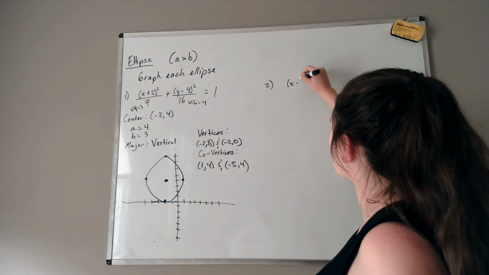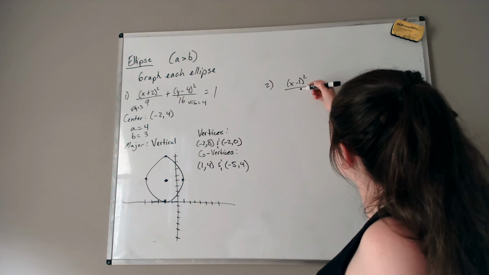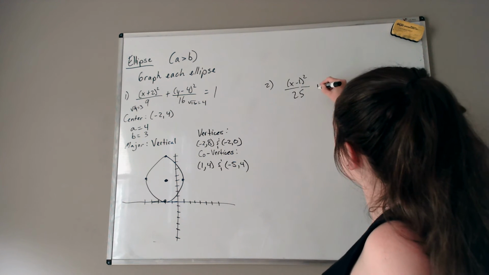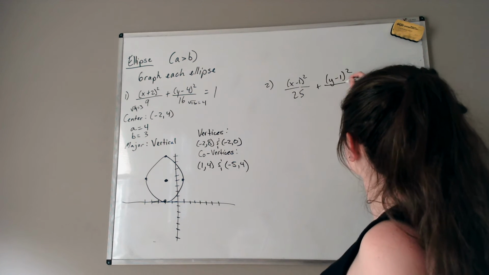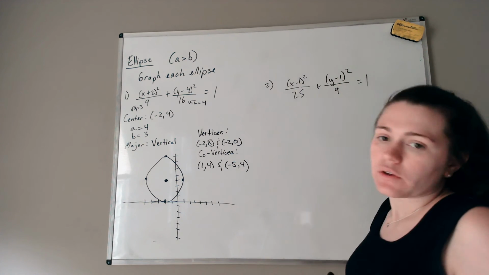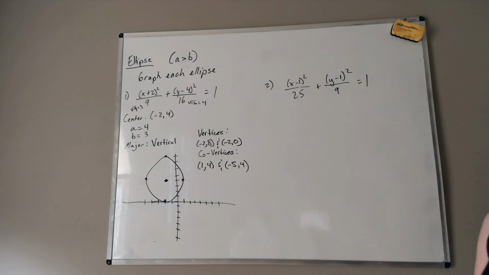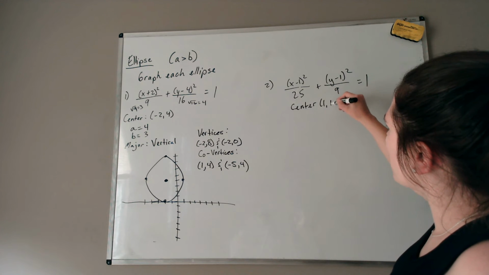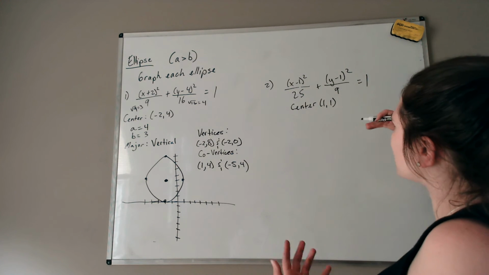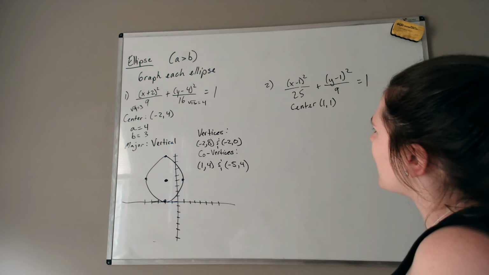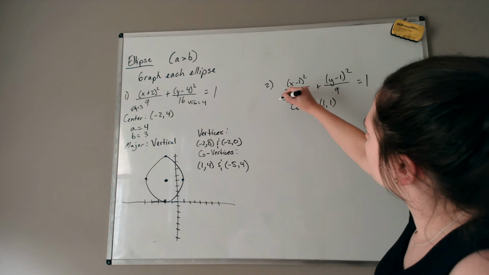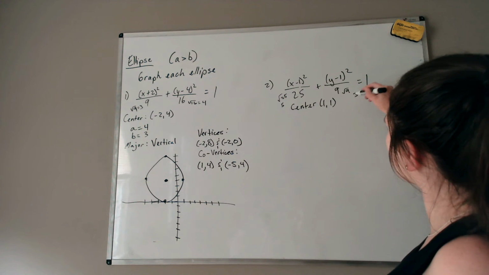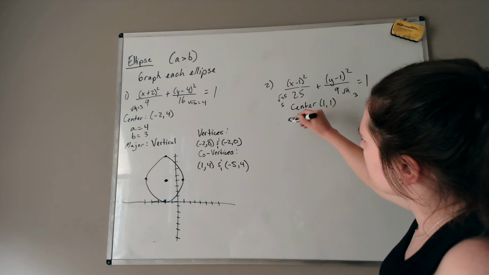Number 2: if we had x minus 1 squared over 25 plus y minus 1 squared over 9 equals 1. We first identify that yes, this is an ellipse, it meets all the characteristics. So the center is 1, 1. Find out which one's A and which one's B. Remember, if this is an ellipse, A is just the bigger one. Take the square roots of both: the square root of 25 is 5, the square root of 9 is 3. So A is 5, B is 3.